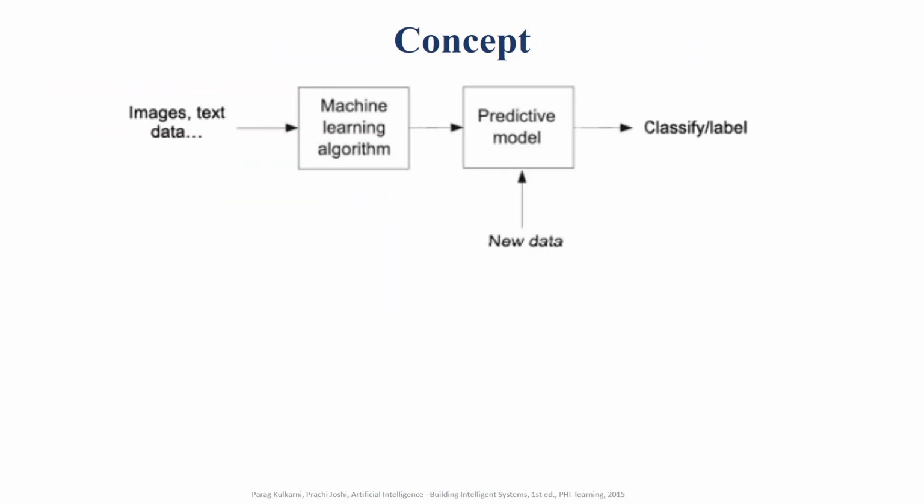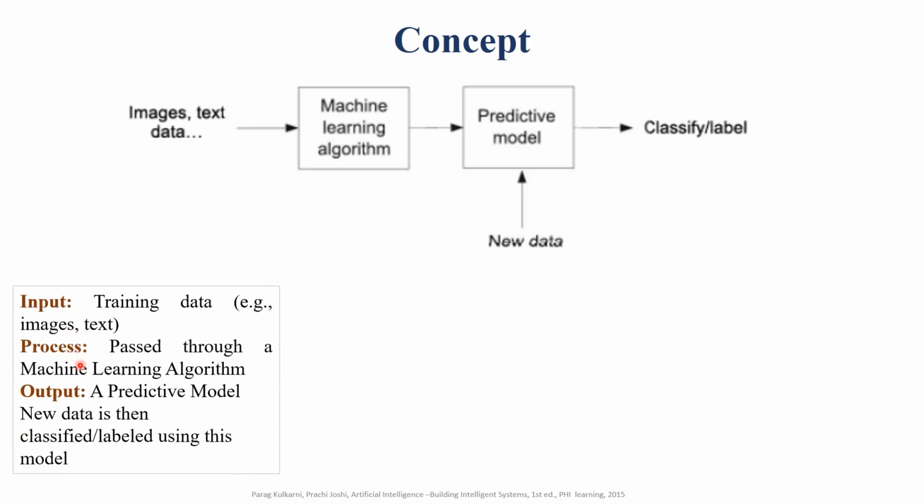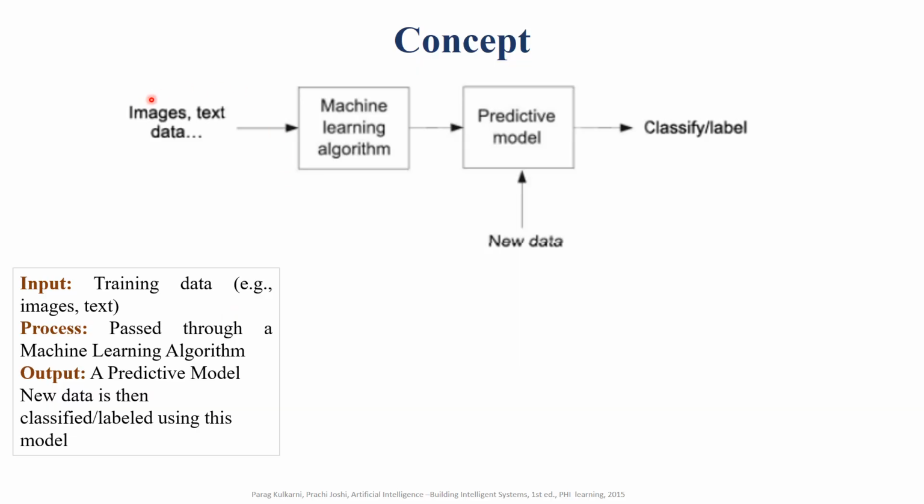Let us look at the concept. Here, the input is the training data, for example, images or text, and the process is that it is passed through the machine learning algorithm. So it is passed through this algorithm, and using this predictive model, the new data is then classified or labeled.